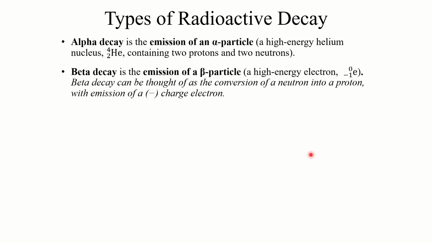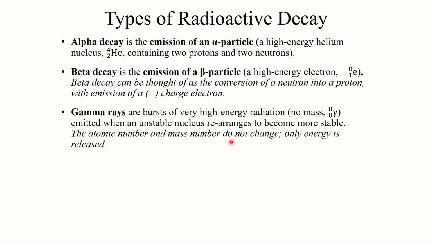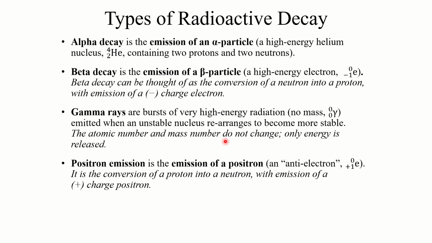There is beta decay. This is the emission of a beta particle, so a high-energy electron is given off. What actually occurs here is that a neutron is converted into a proton, and then an electron is given off to balance the charge. There's also gamma ray decay, or gamma radiation. Gamma rays are bursts of very high energy radiation which don't have any mass or charge. This is emitted when an unstable nucleus rearranges to become more stable. The atomic and mass number here do not change, only energy is released.